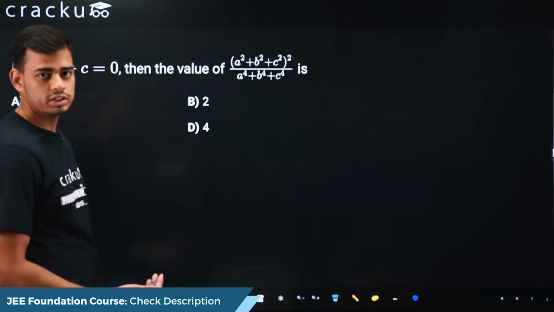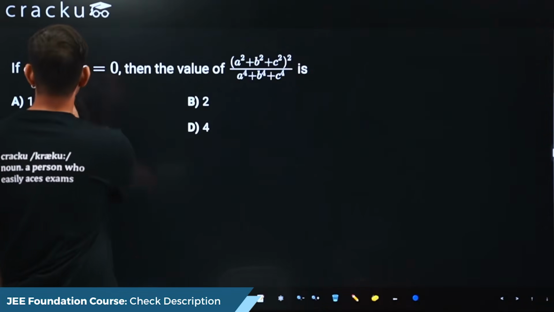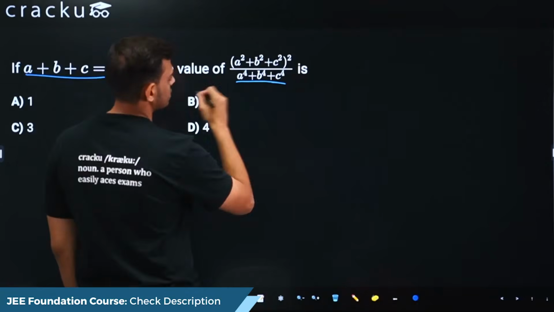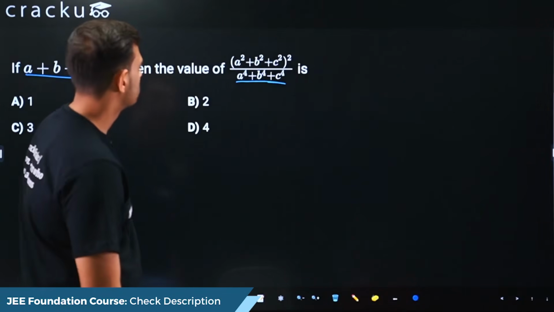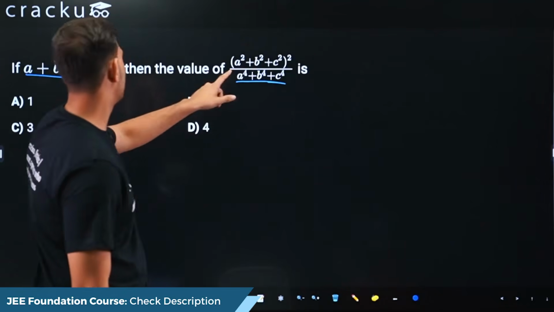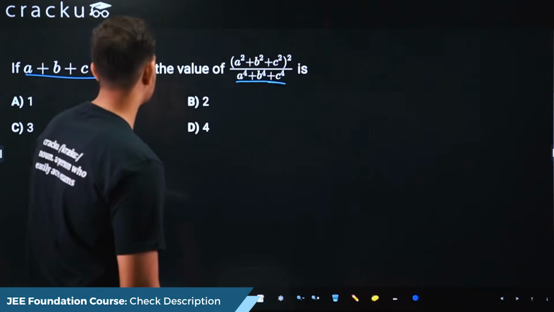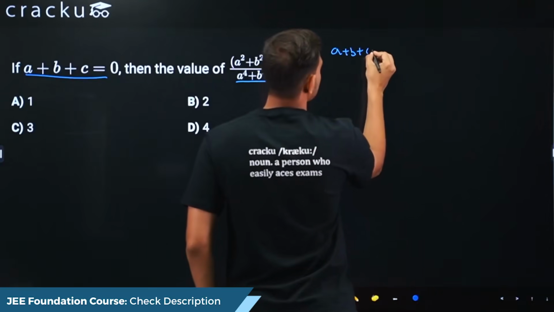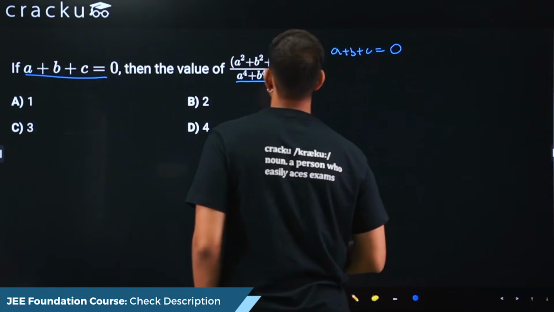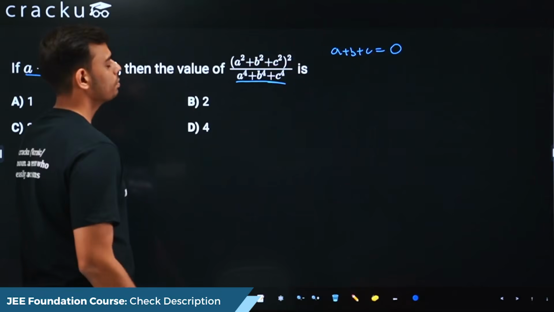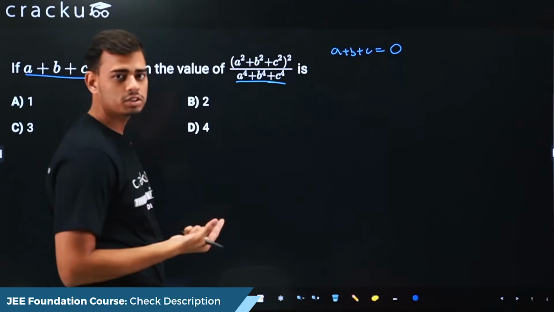In this question, we are given that a plus b plus c equals 0 and we have to find the value of this expression. Okay. So, first we'll try to calculate the value of a square plus b square plus c square. a plus b plus c is 0 and I need to find the value of a square plus b square plus c square. The simple intuition that comes to our mind is squaring both sides.